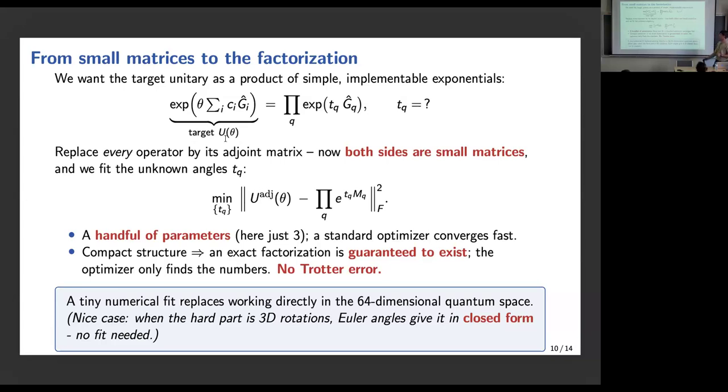Another caveat is that when the hard part is also a 3D rotation, like in this example, you don't need an optimization to solve the problem, because the standard 3D rotations have a closed form expression for what angles you would end up with. You can just use the Euler angles and get the TQs. So in some cases, a very large number of operators in the hard part can break down into small SO3 subalgebras, and then you can get away without using this nonlinear optimization as well.